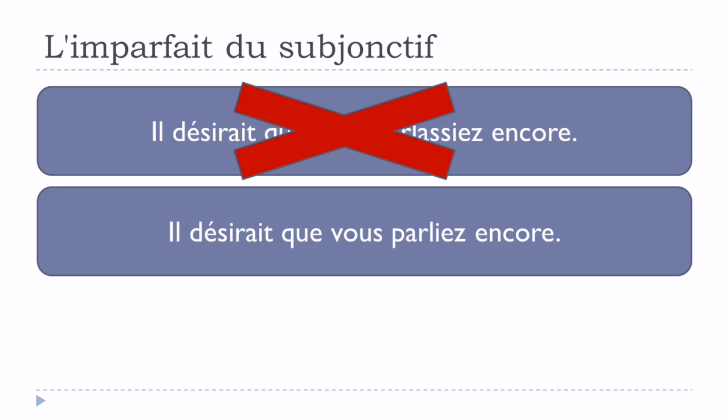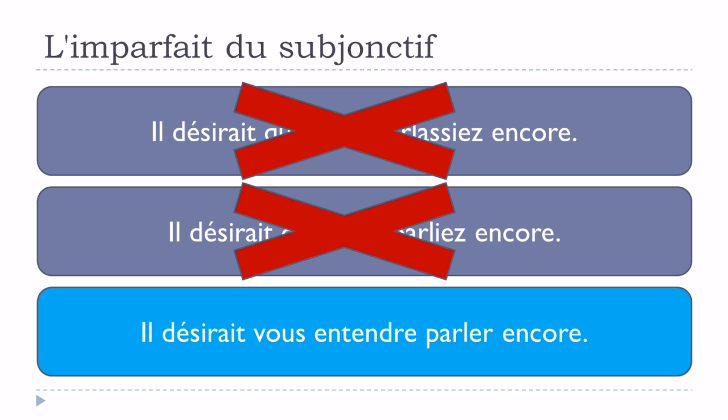So the question is, should we use il désirait que vous parliez encore? And clearly it's not an option because it is not correct. So the only way that we would have a correct sentence would be to modify it and get il désirait vous entendre parler encore. Okay, and it's quite interesting here because the first one was correct, but it's not used anymore. This imparfait du subjonctif here for vous, as you saw, is quite heavy and it's not used. The second one is not possible because it's not correct. And this is the reason why we tend to use a structure.